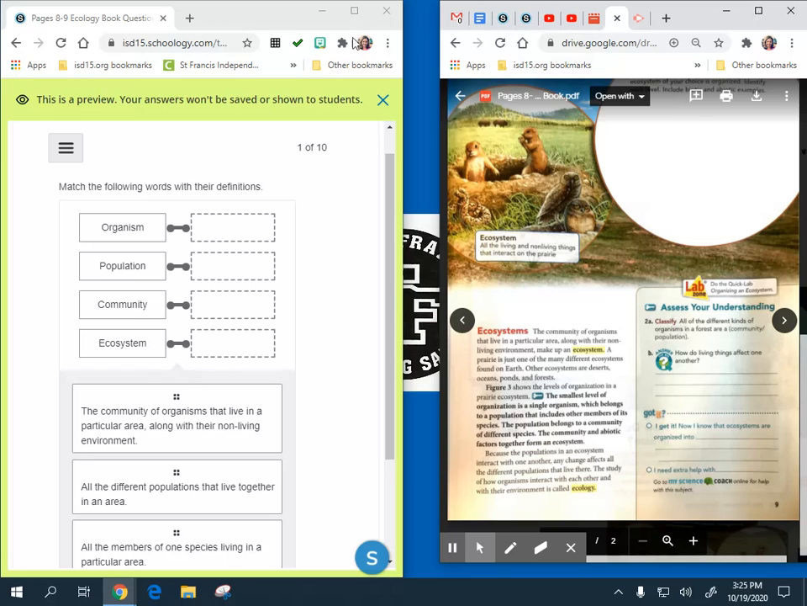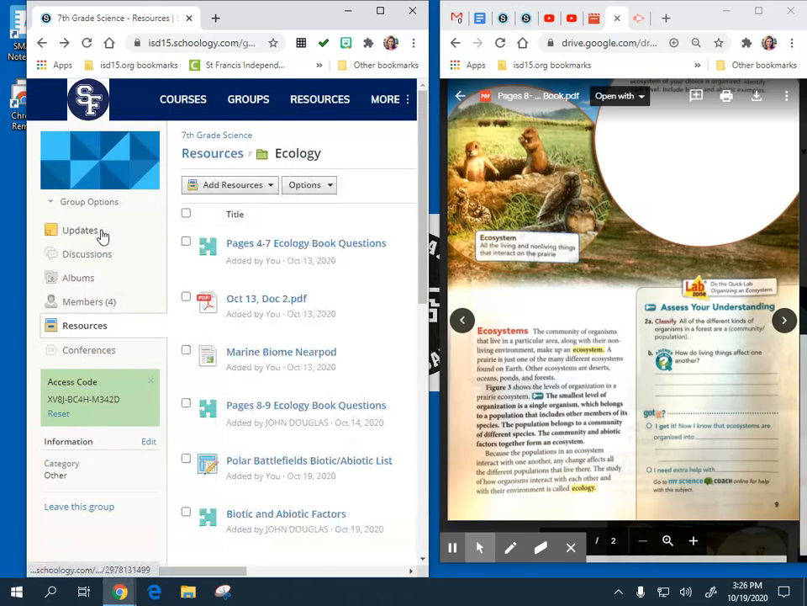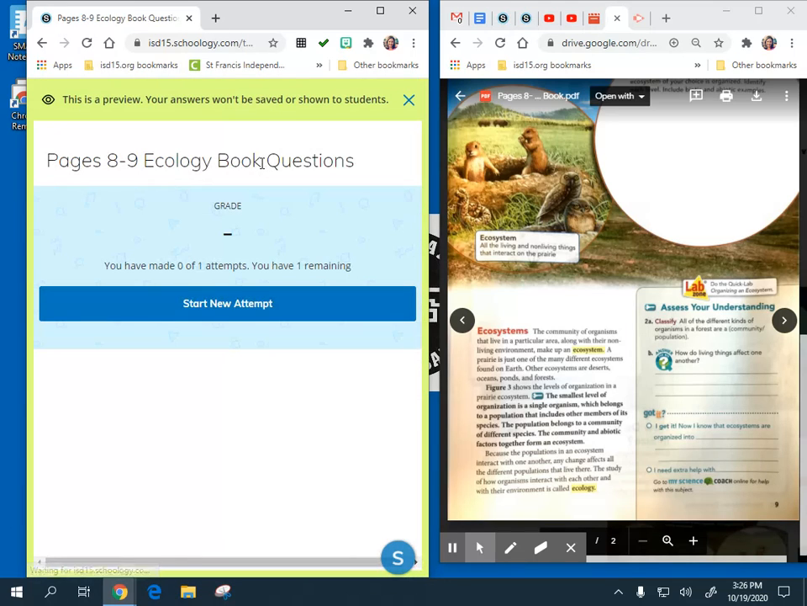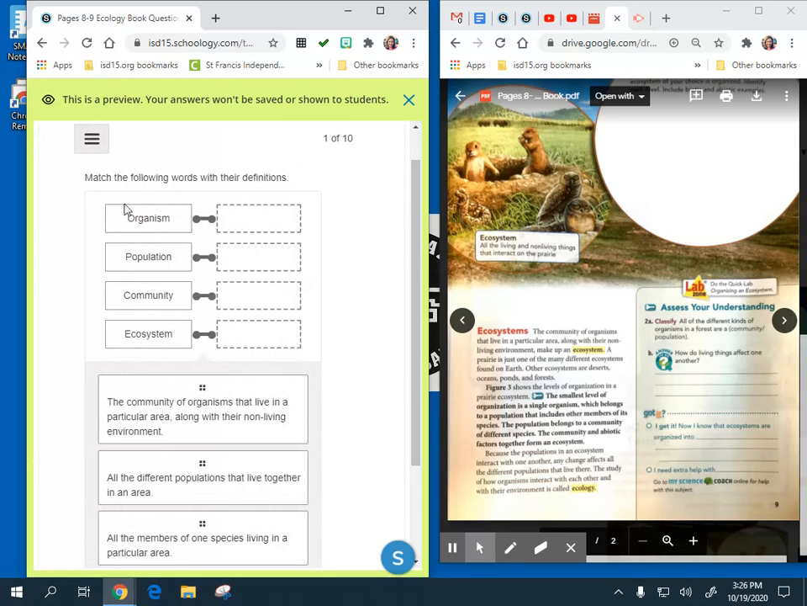So now going into the questions. If you would go open your questions. It is called pages 8 to 9 ecology book questions. You guys don't have it in your materials yet, but if you would go to your materials and open that, I'm going to do a preview here. You have one attempt to do this. I'm going to read the questions for you here. Match the following words with their definition: an organism, a population, a community, and an ecosystem.